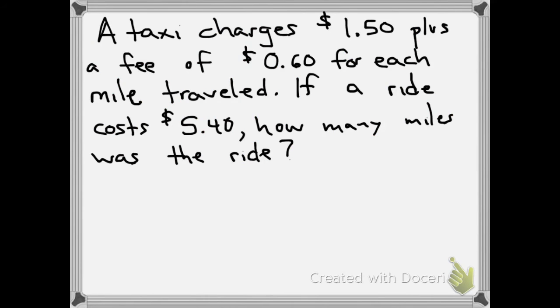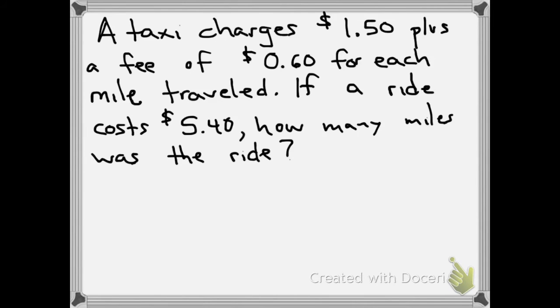Okay, so this is a great real-world application of two-step equations. I get a lot of people saying, "No, you never use algebra in real life." Well, this is a prime example here. All right, so the first thing we want to do is set up our equation. It says a taxi charges $1.50, plus a fee of 60 cents for each mile traveled. If a ride costs $5.40, how many miles was the ride?